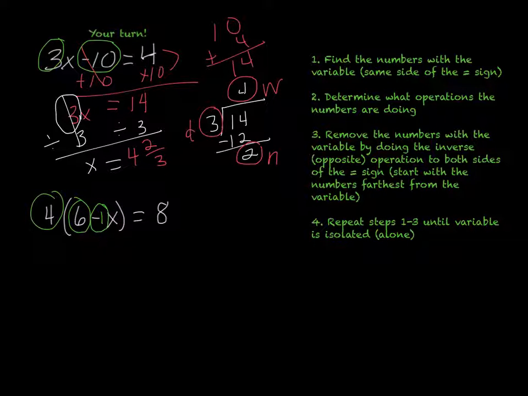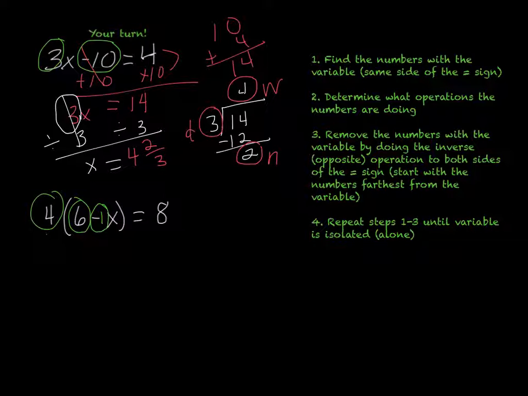All right, so we're going to move on to step 2. We're multiplying with the 4, the 6. It's a positive 6, so the 6 is adding. And the -1 is multiplying the x. So those are the 3 operations that we have going on in this one. Going on to step 3, we're going to remove the numbers with the variable by doing the inverse or the opposite operations to both sides of the equal sign.